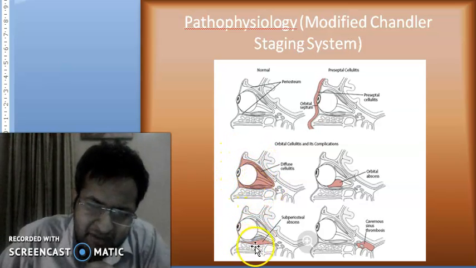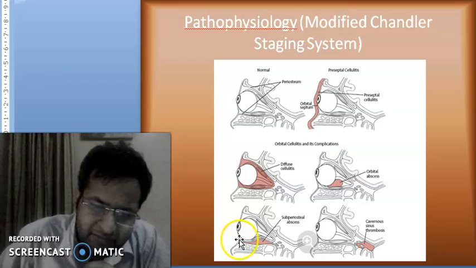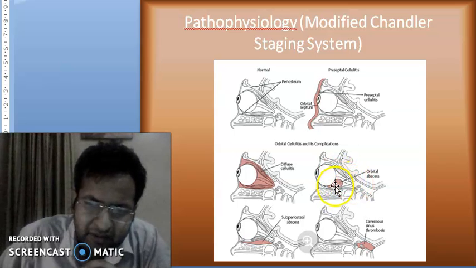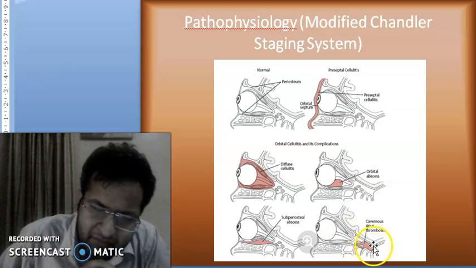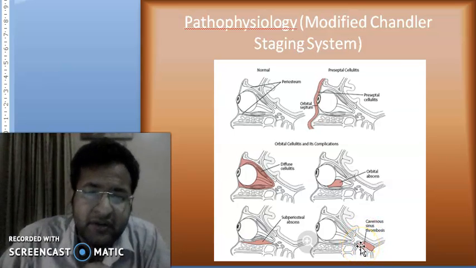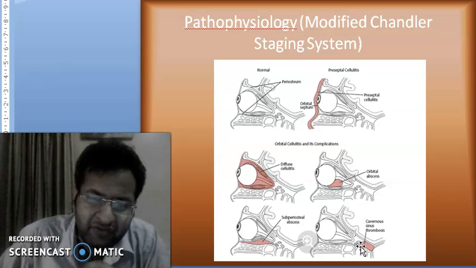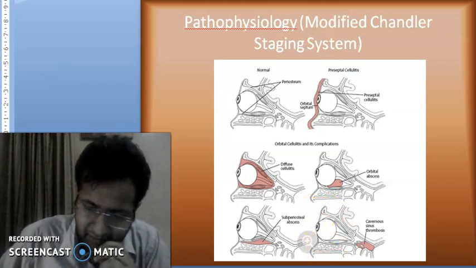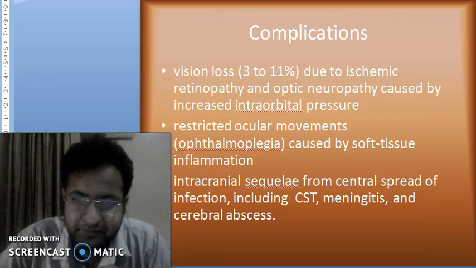The stage 3 is the subperiosteal abscess. The subperiosteal abscess is the abscess between the bone and the periosteum. Stage 4 is the orbital abscess in which the pus collects in the intraconal area, and stage 5 is when this orbital inflammation spreads to the cavernous sinus and leads to cavernous sinus thrombosis. Thus we can label stage 5 cavernous sinus thrombosis as being a part of orbital cellulitis if it develops after the features of orbital cellulitis.